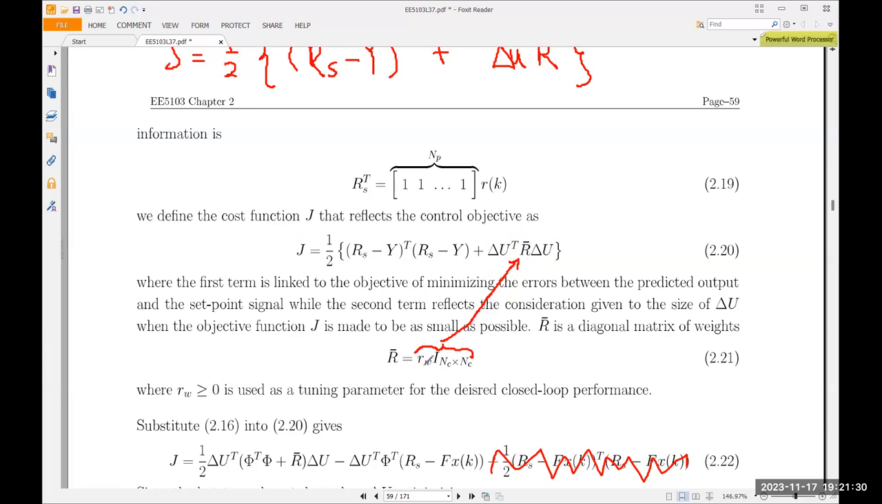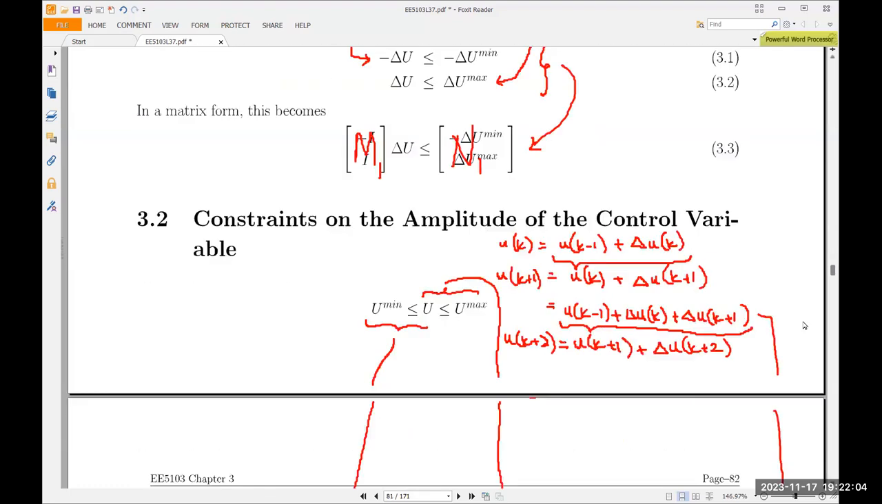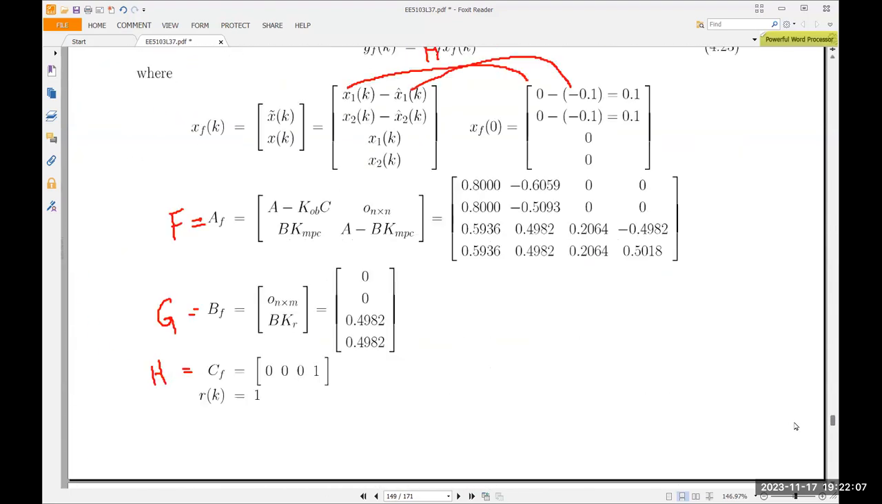On the other hand, if RW is small or zero, then they don't care about U. U can be very big, they don't care. All they do is just optimize Y. But if R is very, very big, then by optimizing J, all they are doing is optimizing U, making U as small as possible, since you are making J as small as possible. So R, which contains RW, gives the relative weights between this term and this term. So now in this question, we choose RW to be large.